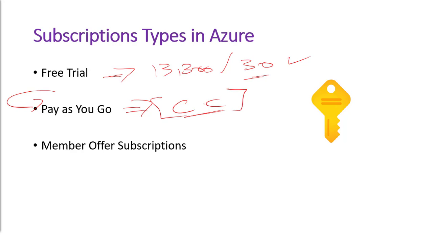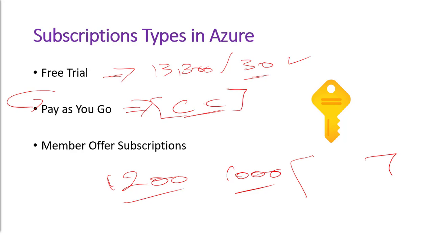And the final subscription is the member offer subscription. The member offer subscription is provided by a third party vendor or specifically from the Microsoft agreement, which you have made a deal with Microsoft support. With the member offer subscription, you will pay $1,200 or $1,000 for each month. So it will be based upon the plan you are purchasing. You can purchase the plan based upon your business need, and you can access your resources in Microsoft Azure.